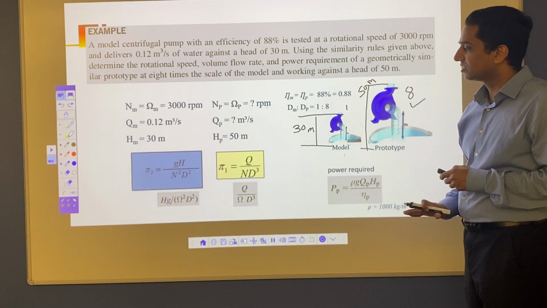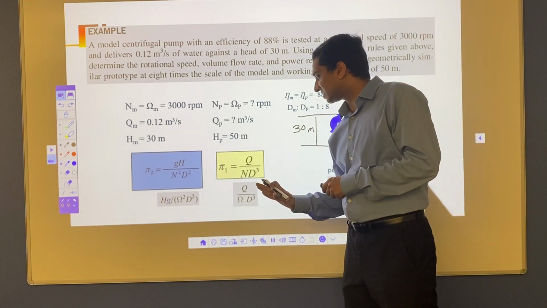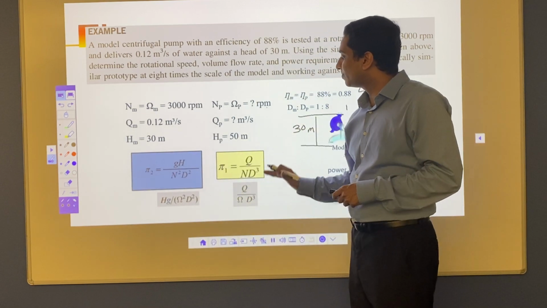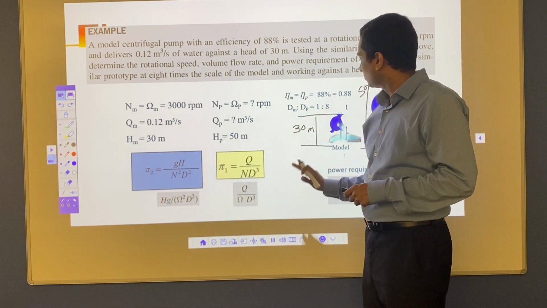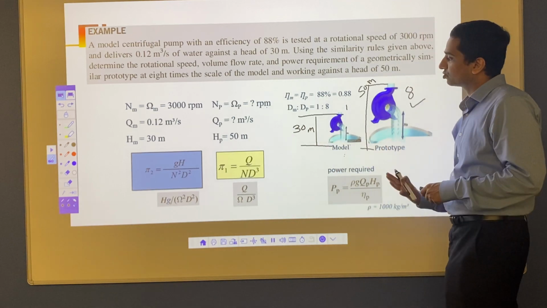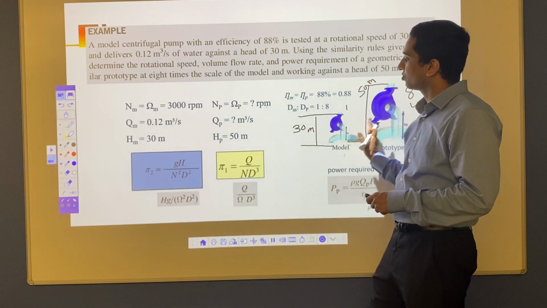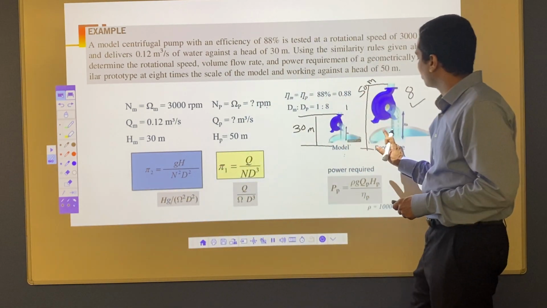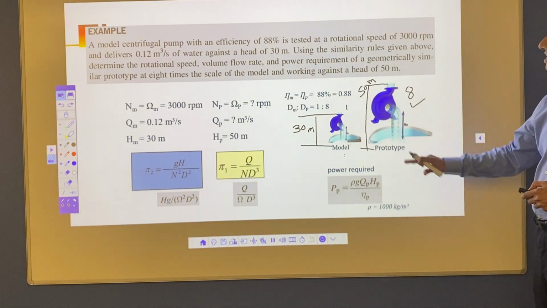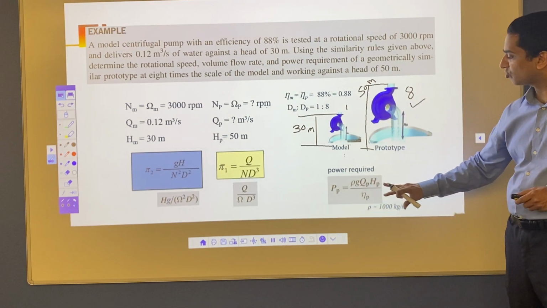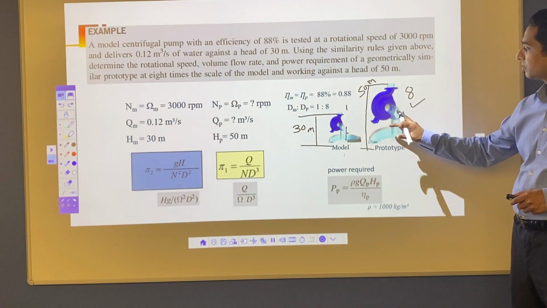Okay. So you do your dimensional analysis and you will get this pi 1 and pi 2. These pi 1 and pi 2 will be exactly the same for the model and for the prototype. Whatever number you get, it will be the same for the model and prototype. And in the end, you have to calculate power. Once you have the flow rate for this big one, you have to calculate the power required for the prototype.